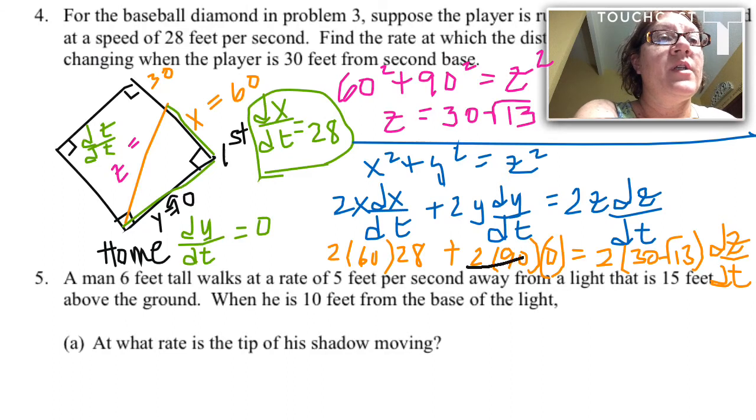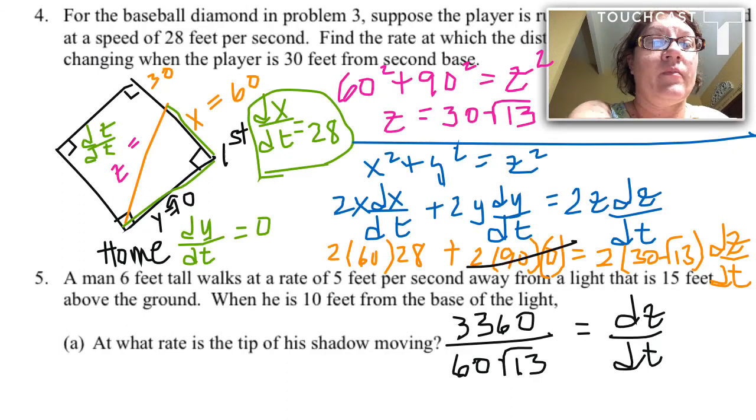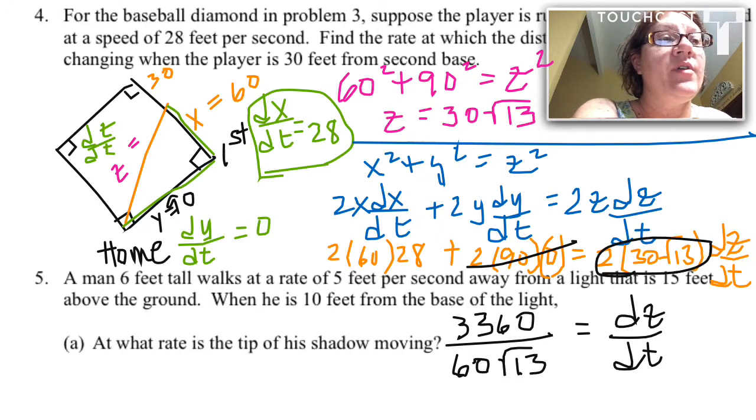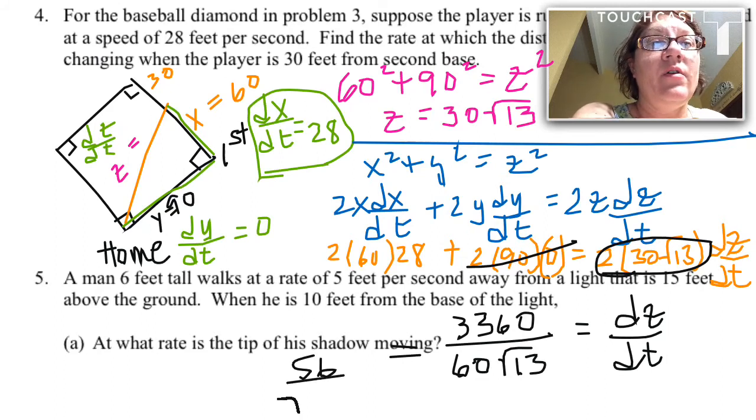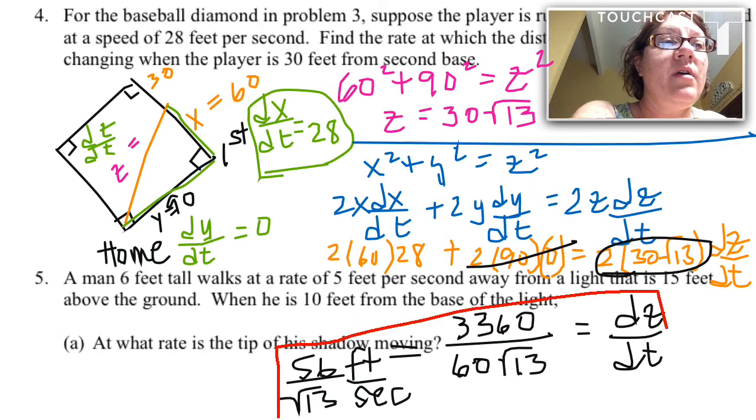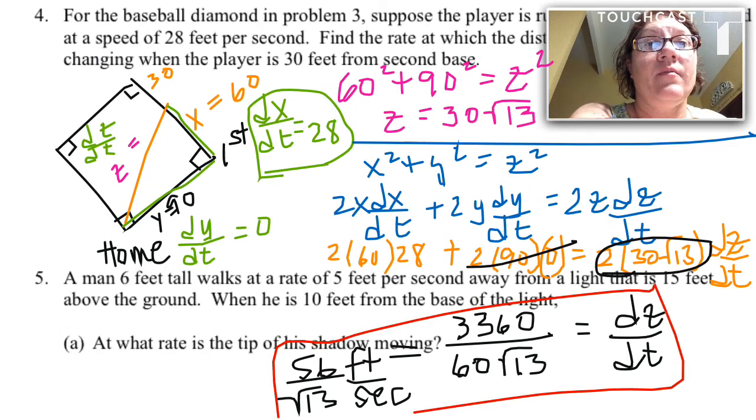So remember, this term is going to turn into 0. And when I divide both sides by this coefficient, I get dz/dt by itself. And then this simplifies to 56 over square root of 13, and that would be feet per second. Hopefully you were able to plug and chug and get this answer all by yourself. See if you can set up the next one. Get the picture set up at least.